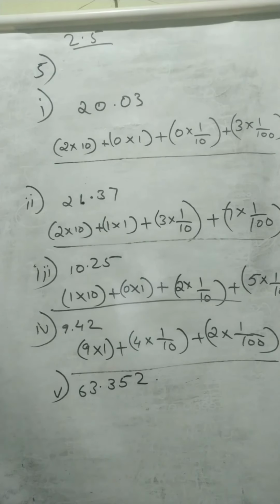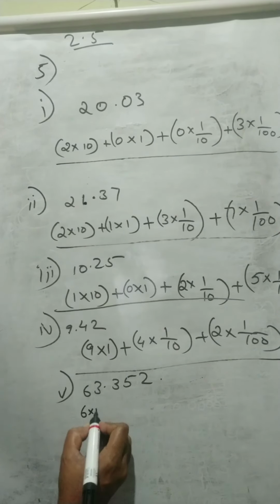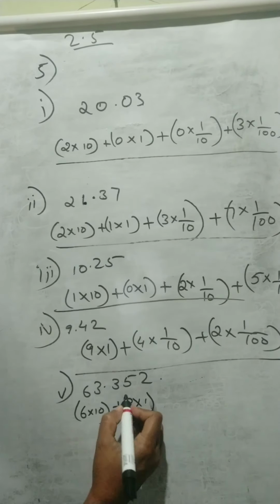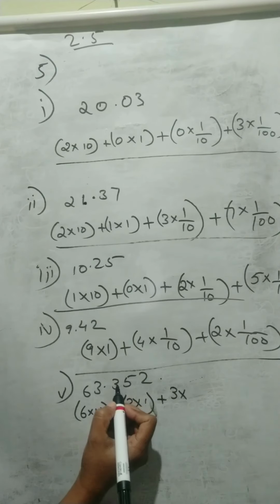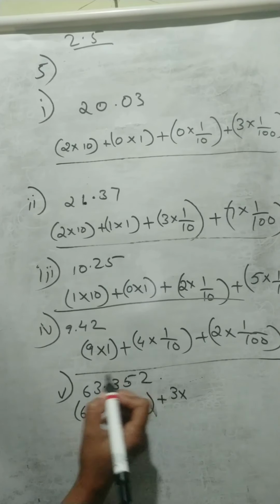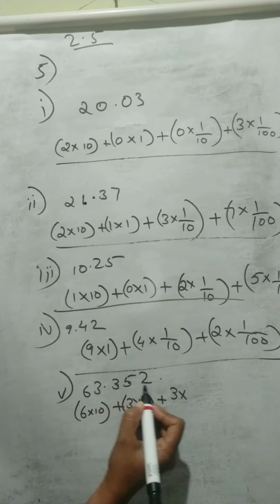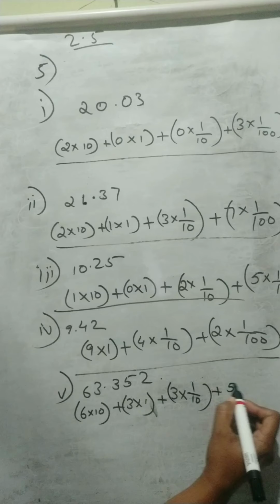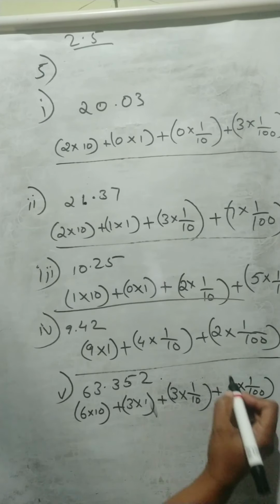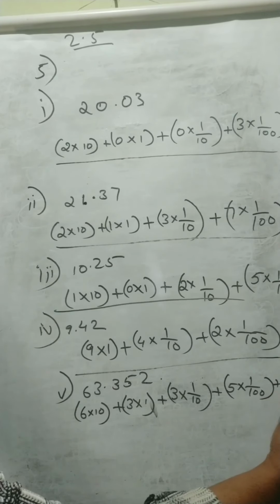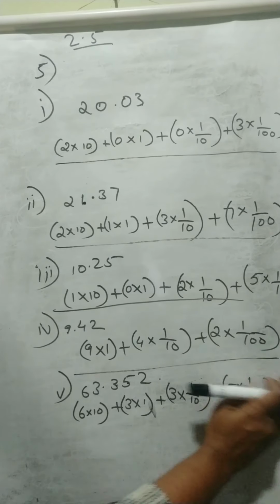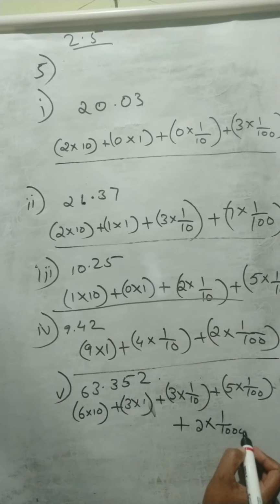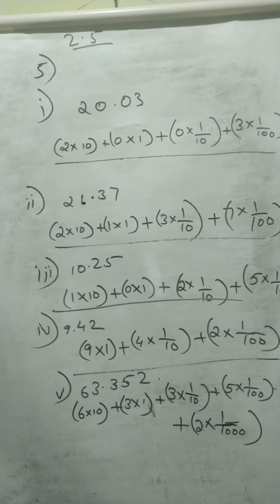63.352. Then that is equal to 63. 6 times 10 plus 3 times 1. Okay. Plus 3 times, here tens, hundreds, thousands. That means 1 on 10, 1 on 100, 1 on 1000. So 3 times 1 on 10 plus 5 times 1 on 100 plus 2 times 1 on 1000. This is the expanded form. Clear?